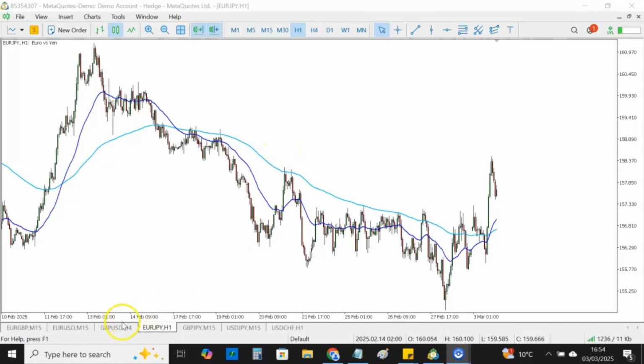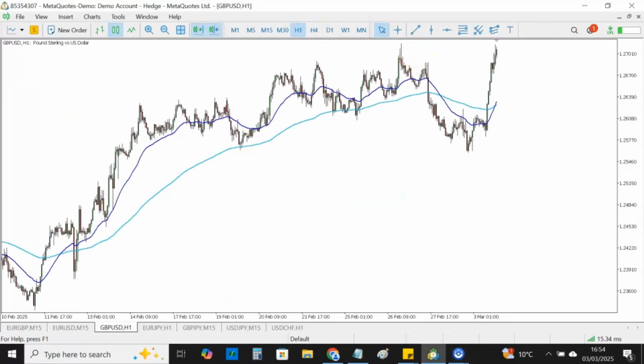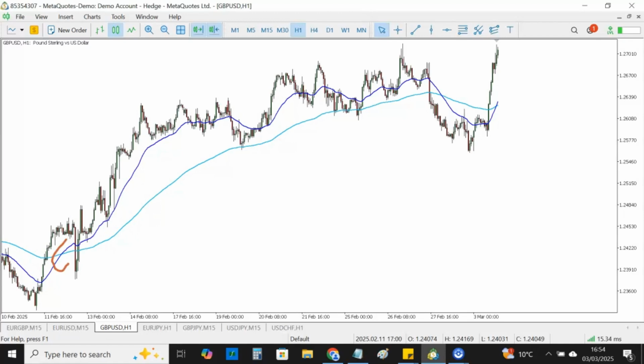So just as another example, here on the pound dollar, you've got the 4-hour chart. Remember, that's where we make our overall assessment or gauge the sentiment. So what we can see is an uptrend. Now let's go down to the 1-hour chart. Down here you see the cross of the 30 over the 120. That's in the direction of our trend, which is up.